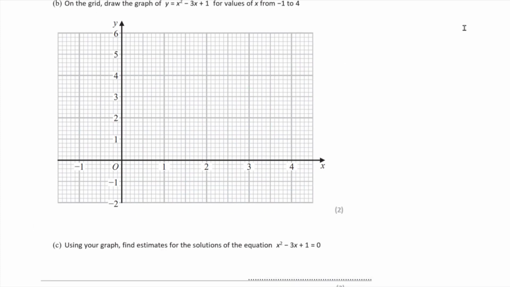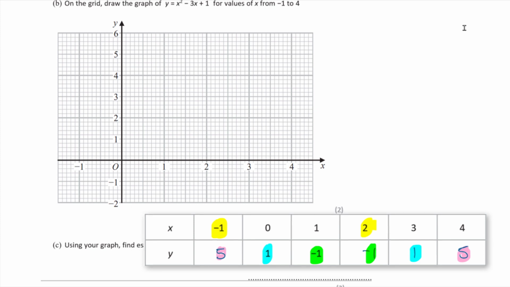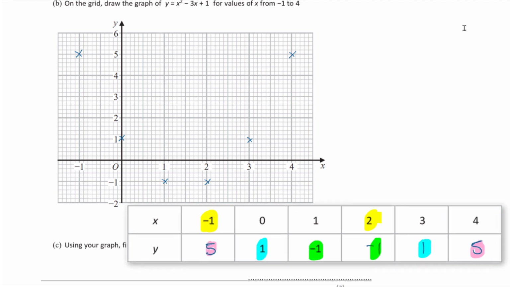Part B says, on the graph, draw the graph of y equals x squared minus 3x plus 1 for the values of x from -1 to 4. So they're the same values that we just found in the table, aren't they? Our first value on the table was -1, 5, so we're going to have a point there. Then we had 0, 1. Then we had 1, -1. And then we had 2, -1. Then we had 3, 1. And then finally we had 4, 5. Okay, so they're the points that we needed to plot.